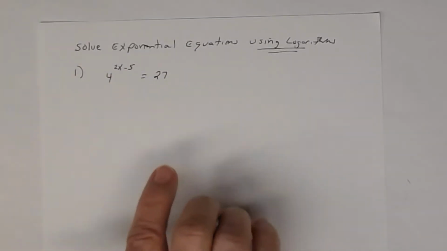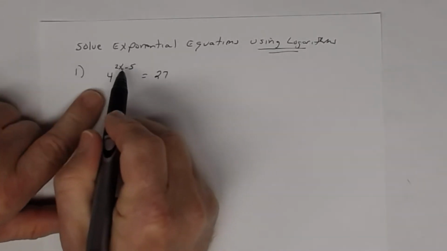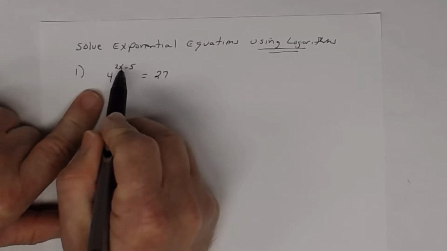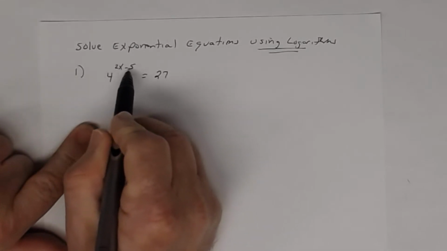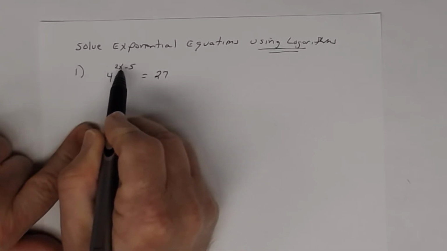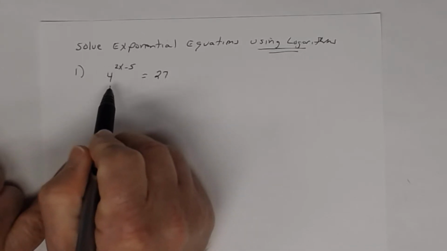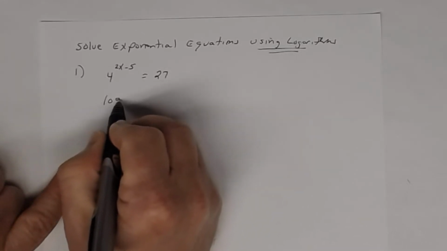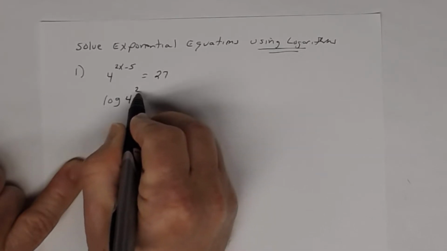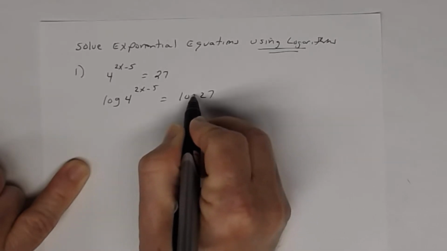All right, so what this one-to-one property then says is this. If I want to solve for the variable x, which is located in the exponent, then I have to get that expression, that algebraic expression that has that variable x, out of the exponent. The only way to do that is to take the log of both sides. So I have the log of 4 to the 2x minus 5 equals the log of 27.